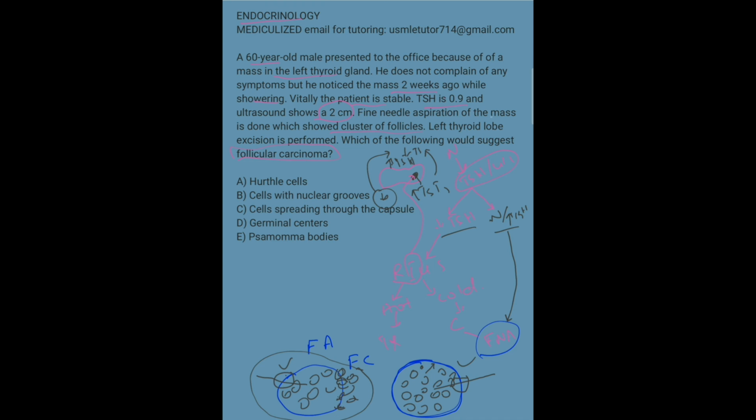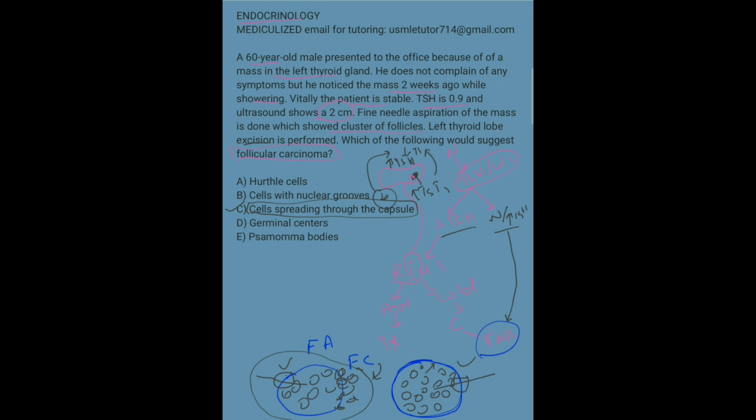So the fine needle aspiration was done, and it showed clusters of follicles. So it could be cancer or it could be adenoma. That's why you did excision to know if it is a carcinoma or an adenoma. Remember, like I said, if the entire excision shows capsular invasion, that means that it is a follicular carcinoma. So cells spreading through the capsule is the right answer here.